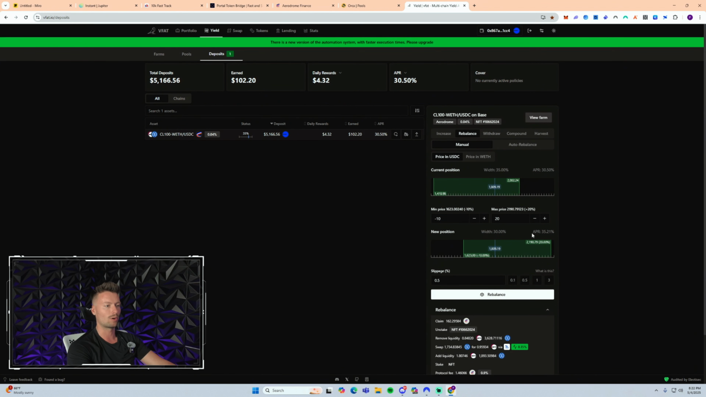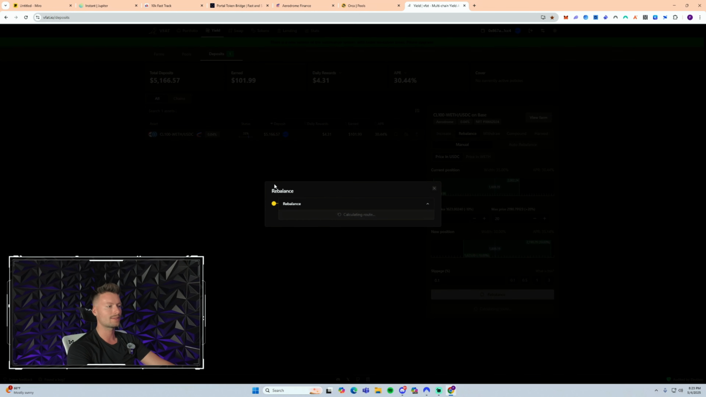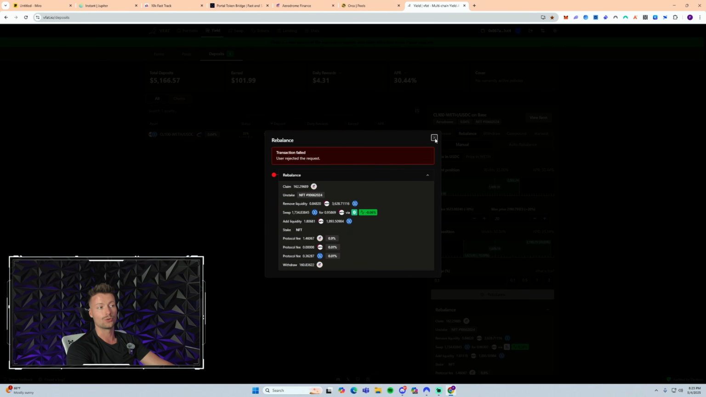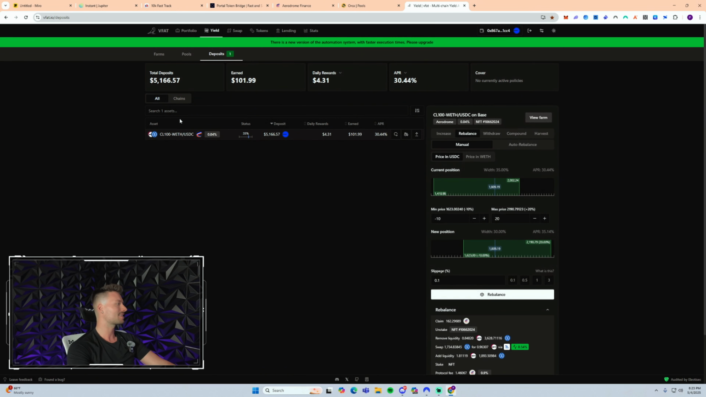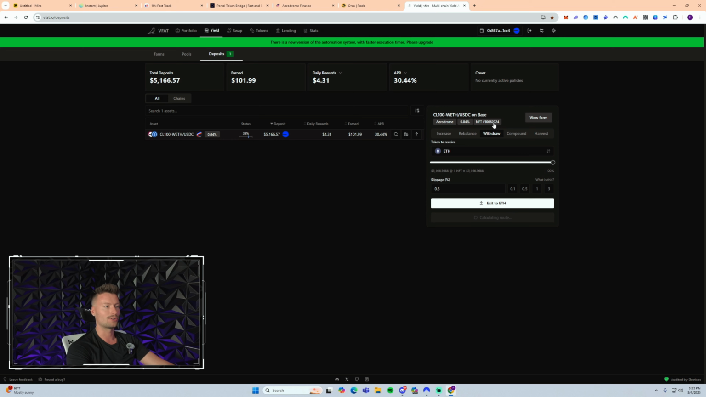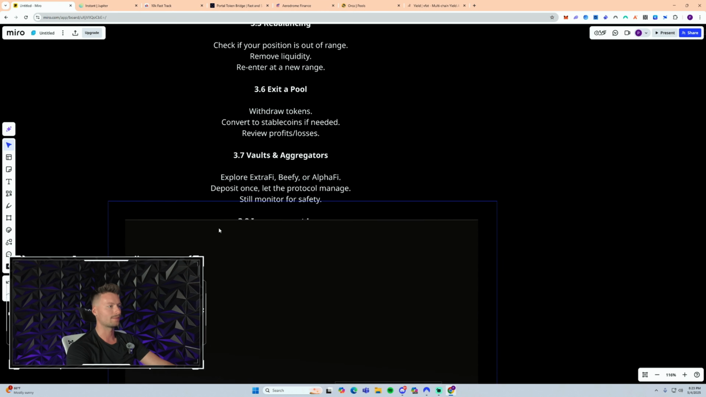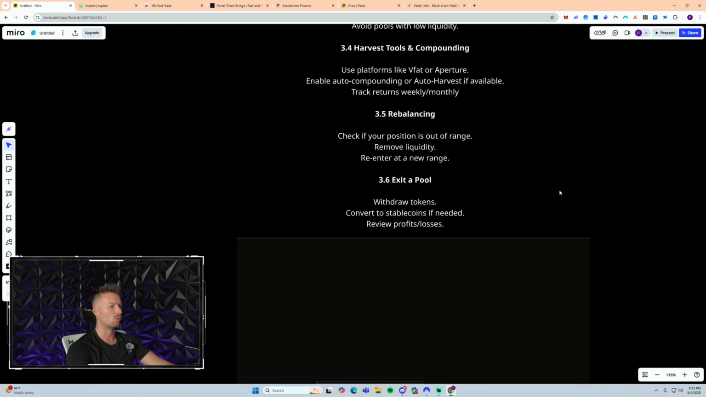It's making 5% more per year. It's positioned a little more to the upside, but if I wanted to rebalance into this position, I could just click rebalance and sign my life away on this transaction, which I don't want to do right now, right? So that's something that you could do right there if you were interested in rebalancing. Whereas on Orca, you have to actually withdraw. So you'd want to withdraw your position 100% and then reopen a new position. So pretty sweet.